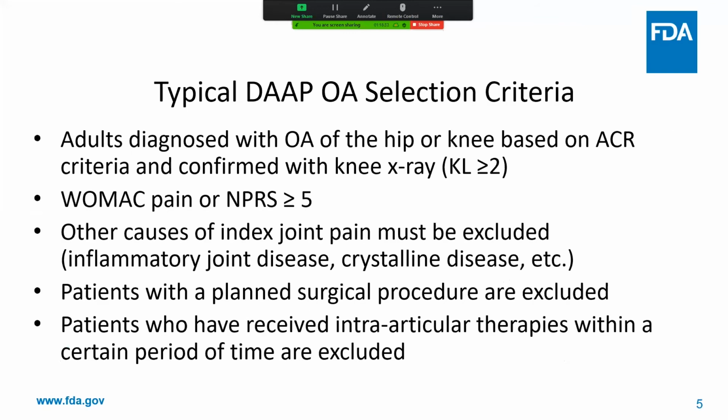To paint in broad strokes, in DAP, most OA trials are conducted in patients with OA of the knee or hip. This slide shows typical key selection criteria for those studies. Patients must have documented OA, adequate pain to justify the risk of the investigational drug, and other causes of pain in the index joint must be excluded.